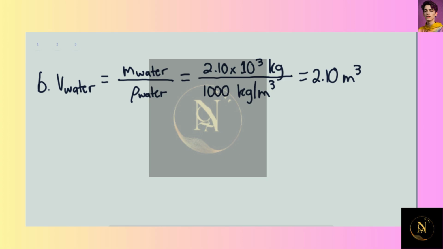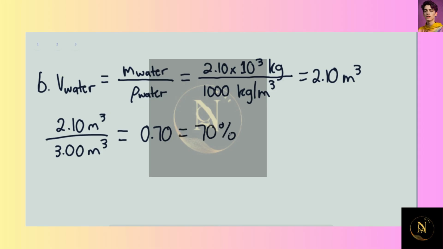So we can say that then 2.10 meters cubed divided by the total volume of the car, 3.00 meters cubed, would be equaling 0.70, or we can say 70%. This would be our final answer for part B.